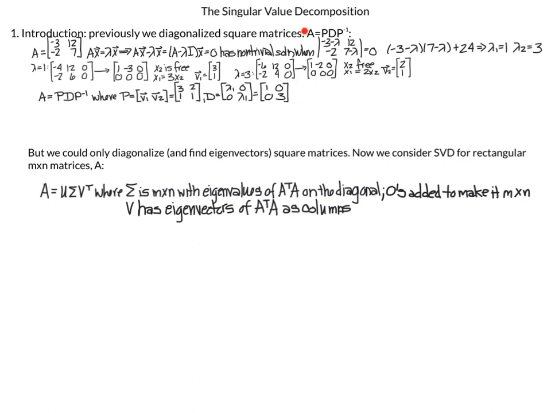So diagonalization was useful in many applications, but the limitation is we could only diagonalize and find eigenvectors for square matrices.